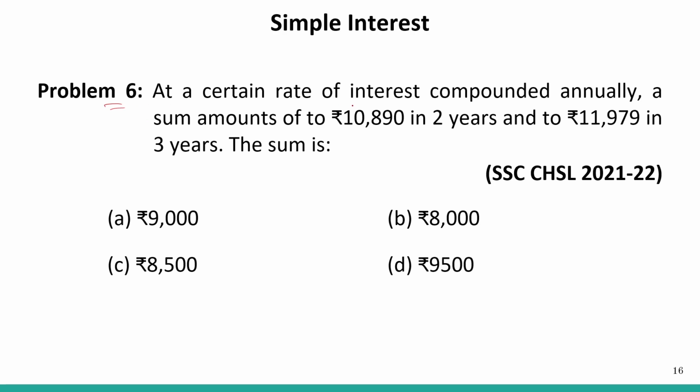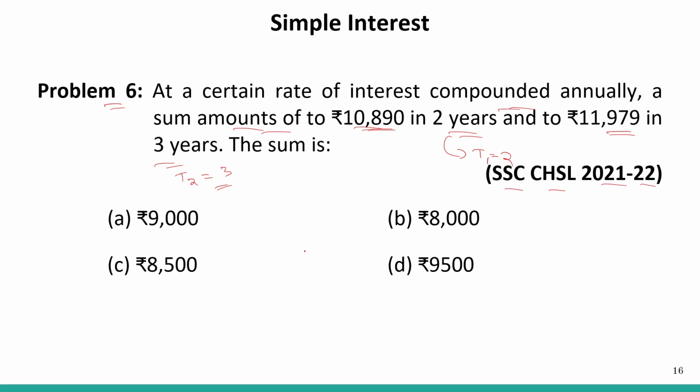At a certain rate of interest compounded annually, a sum amounts to 10,890 in 2 years, so T is equal to 2, and this much in 3 years. So this will be T2 and this will be T1. T1 is equal to 2 and T2 is equal to 3. So what is the sum? Is it 9,000, 8,000, 8,500 or 9,500? We'll see which among these four is actually correct. This question appeared in the SSC CHSL 2021-2022 paper.